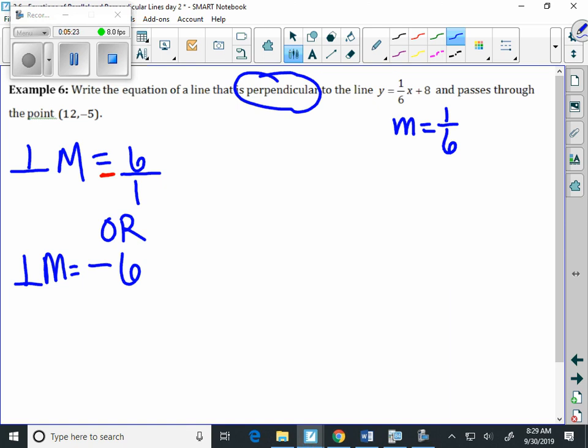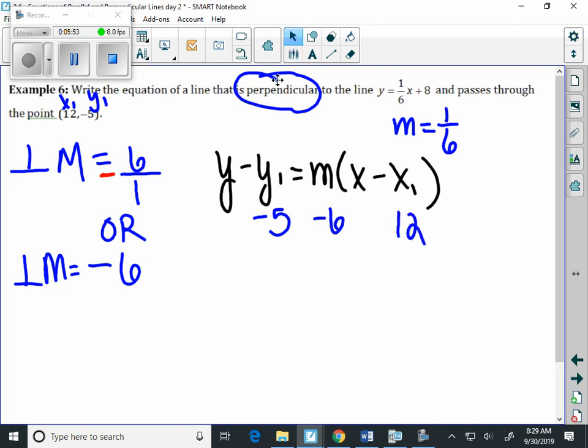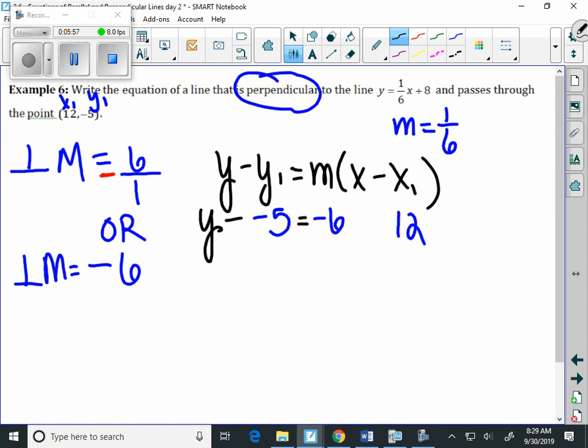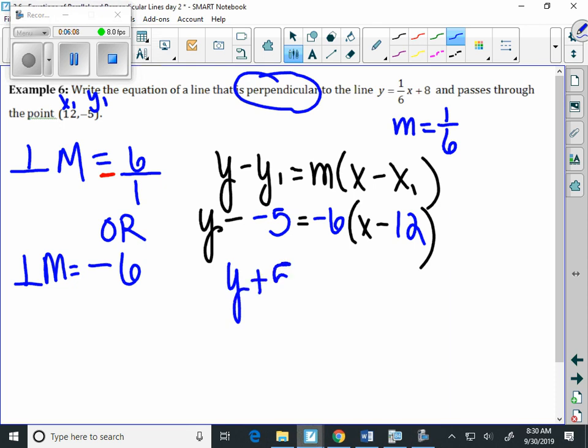We're going to fill this back into the point slope form, which is y minus y1 equals m times x minus x1. Fill in our values. 12 is x1. -5 is y1, and we fill them in. So it's going to be y1 is -5. Our slope is -6. x1 is 12. And if we simplify this a little bit more because we have the minus the negative, we end up with y plus 5. Minus the negative is plus a positive equals -6 times x minus 12.